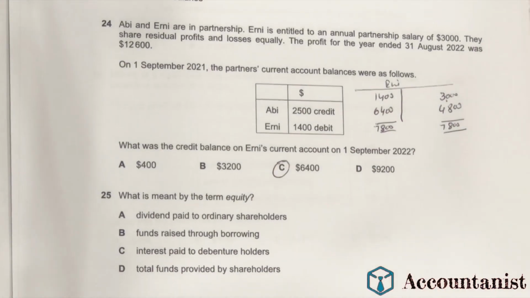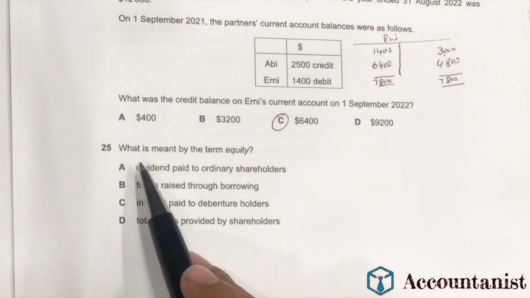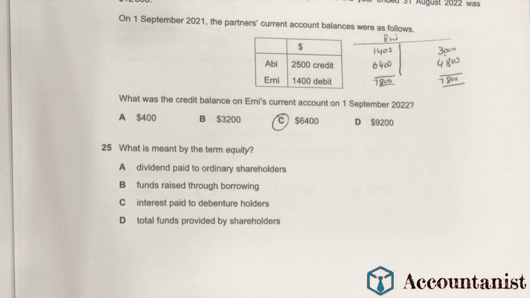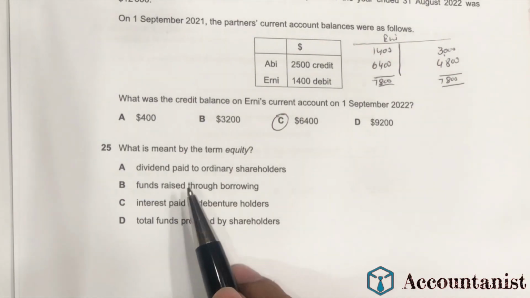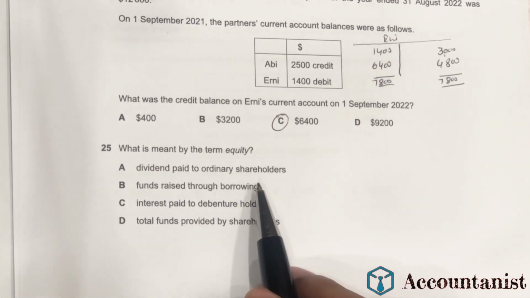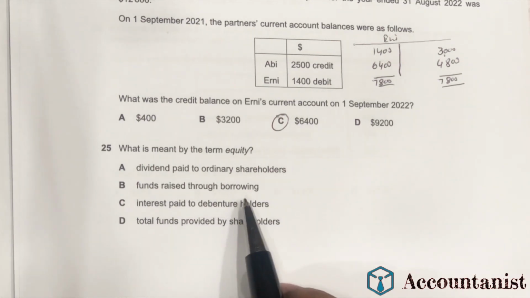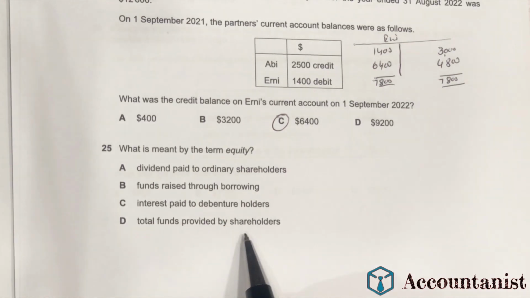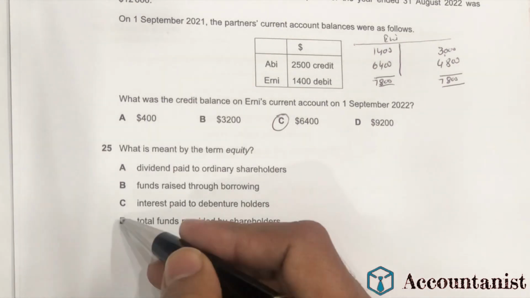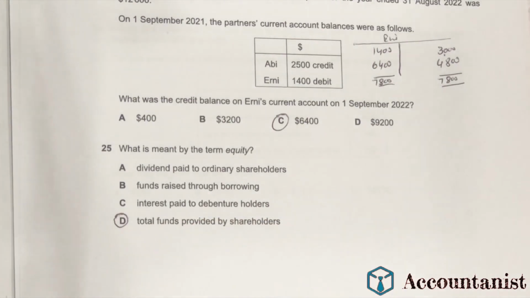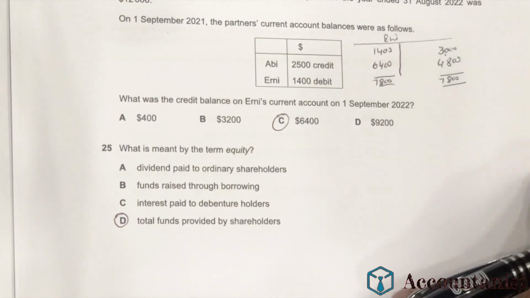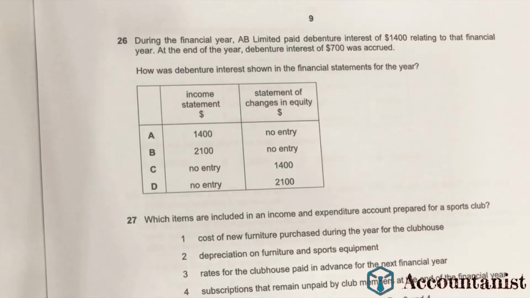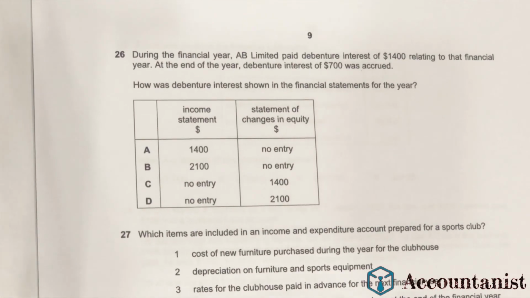Moving on to the next question, we have question number 25, and it says, what is meant by the term equity? Equity, we know, is the section that relates to the owner. So the options are dividend paid to the ordinary shareholders, funds raised through borrowing, interest paid to the debenture holders, and total funds provided by the shareholders. So the right option for this is option D, because it relates to the owners, and shareholders are the owners of the company.